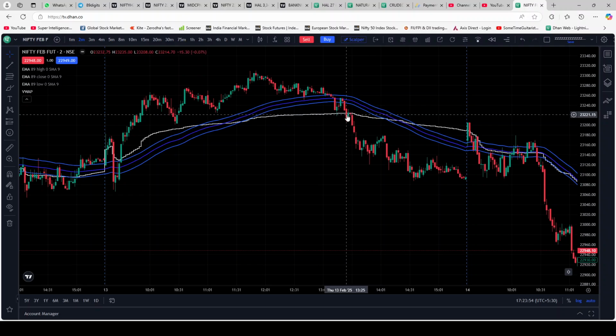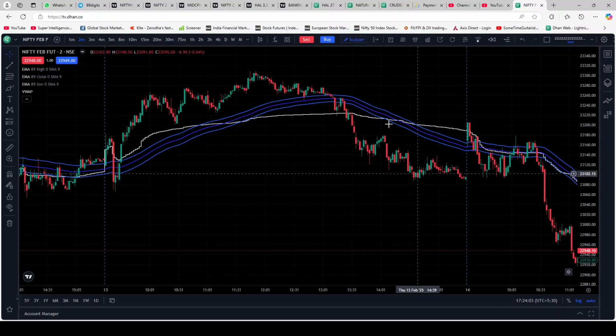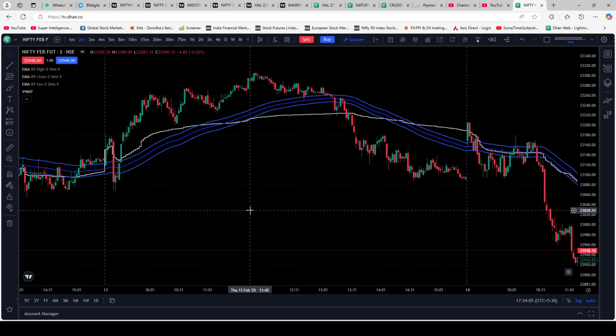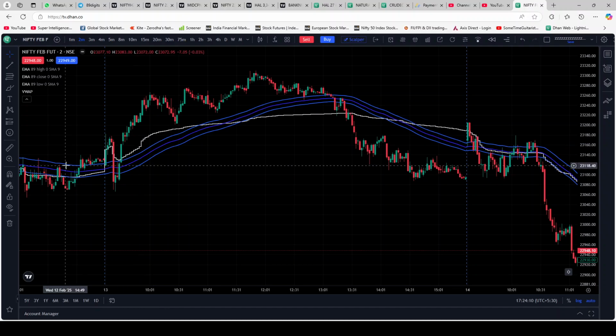Here the same day on the 2-minute chart, once it comes below the three moving averages and below VWAP, it starts falling. So this is a good example of the indicator working. It is February 13th. All right, on this day we have the high and the low.